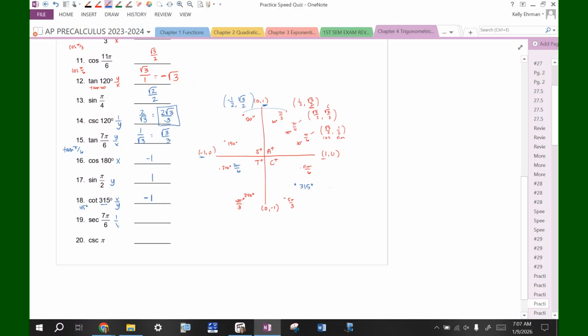Secant is the reciprocal of the x-coordinate. So take a look at the pi over 6 angle. The x-coordinate is radical 3 over 2. So make this 2 over radical 3. And then this is in quadrant 3, so it's going to be negative. Finally, we need to rationalize that. Cosecant of pi, so this is 1 over the y-coordinate at pi. The y-coordinate is 0, so 1 over 0 is undefined.